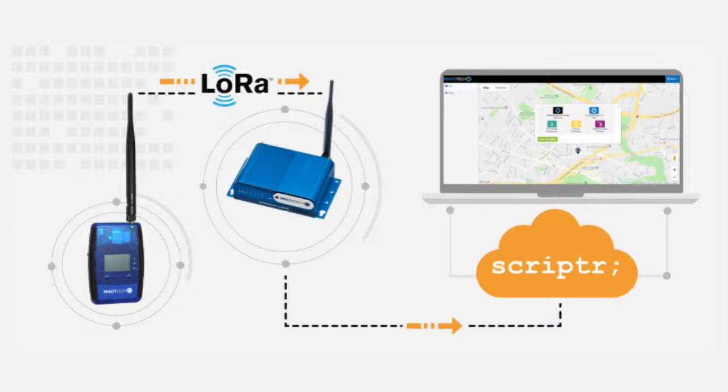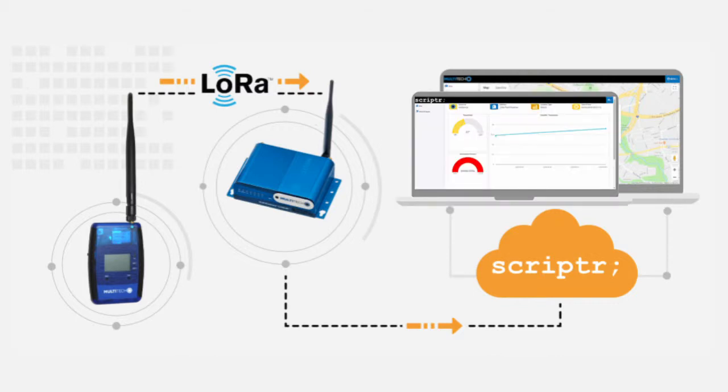Hi, in this video, I'm going to show you how to leverage the power of the scriptr.io IoT application platform and marketplace with your MultiConnect Conduit IoT Starter Kit for LoRa technology. Scriptr.io released an application that allows you to start visualizing your M.Box data right out of the box. All you need to do is configure your MultiConnect Conduit to connect to scriptr.io.